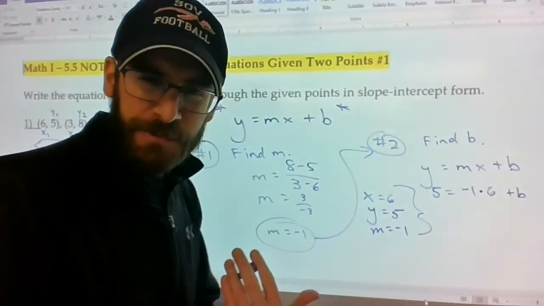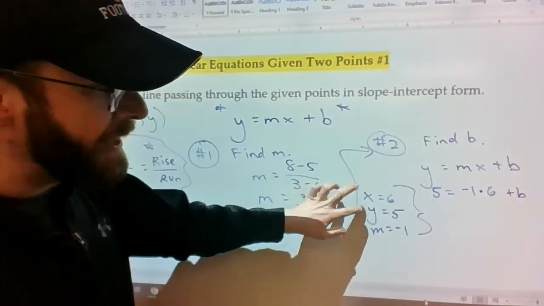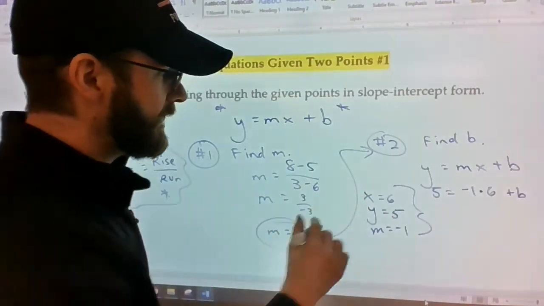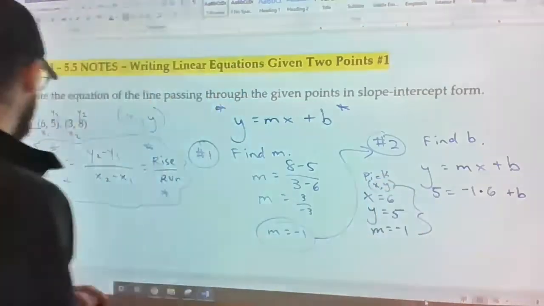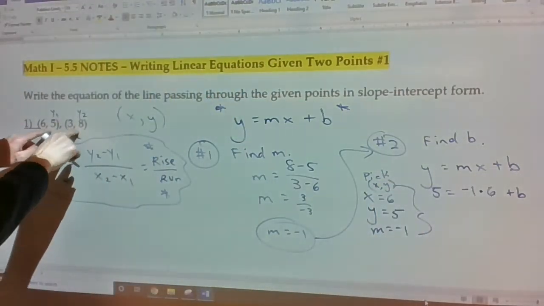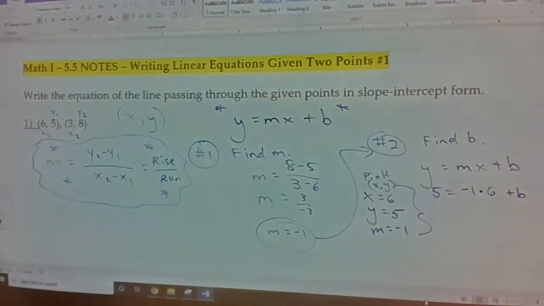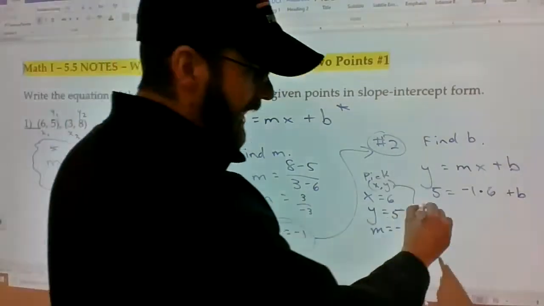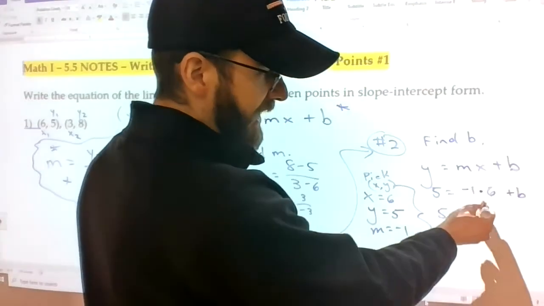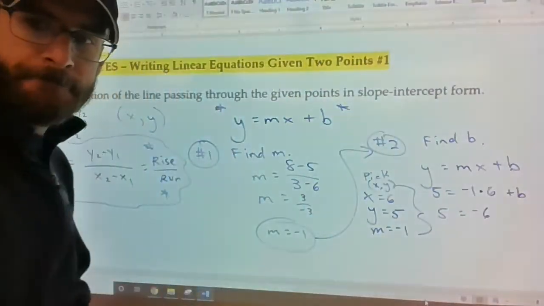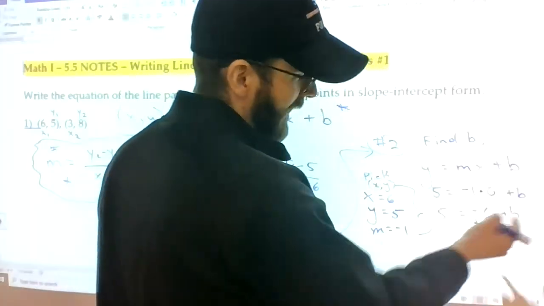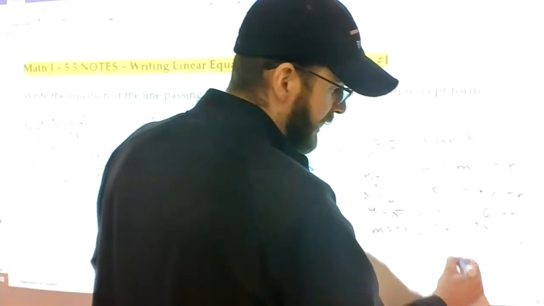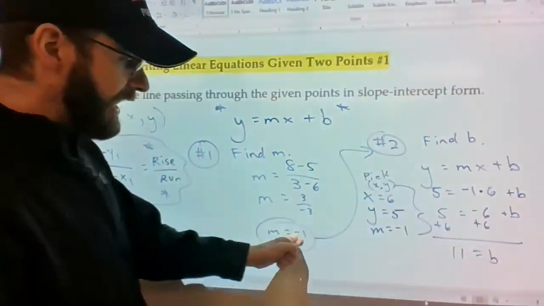Sorry, I kind of explained that in a clunky manner. Bottom line is you're picking an x comma y from your 2 choices up here. Once you do that, it's a pretty easy equation to solve. Negative 1 times 6 is negative 6. How do we get negative 6 by itself? How do you get b by itself? Add 6 to both sides. 11 equals b. So we got it. m is negative 1. b is 11.